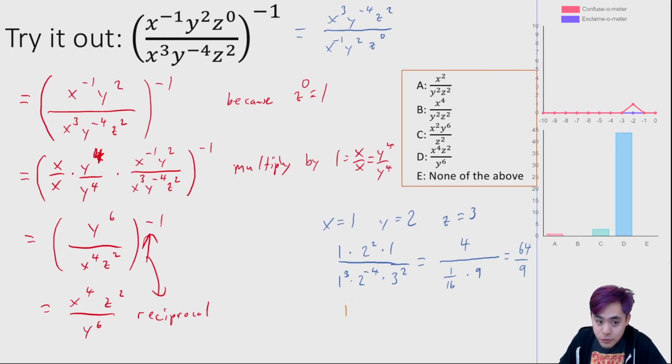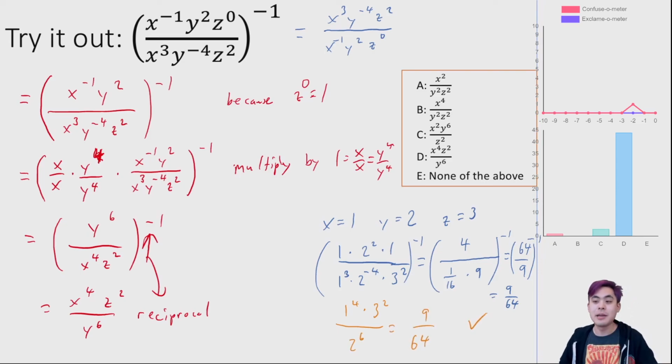So 1 to the 4th times z squared, so 3 squared, over 2 to the... Oh wait, I did that wrong. I forgot that I had to take the inverse. So that's actually equal to 9 over 64. Over y to the 6, so that's 2 to the 6. So that's equal to 9 over 64. And so these two are indeed the same.